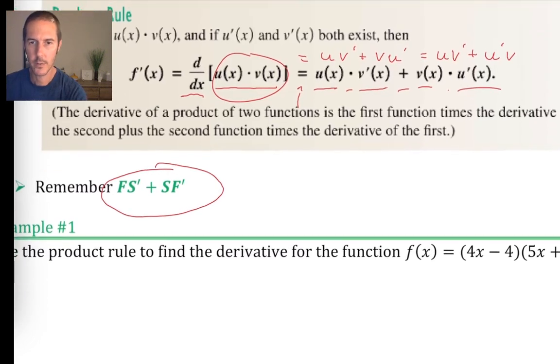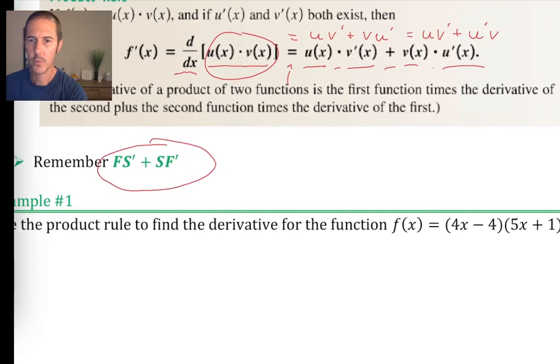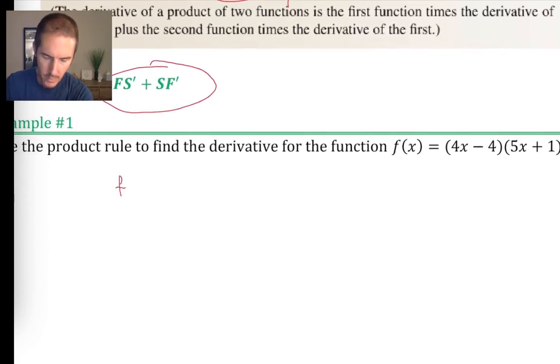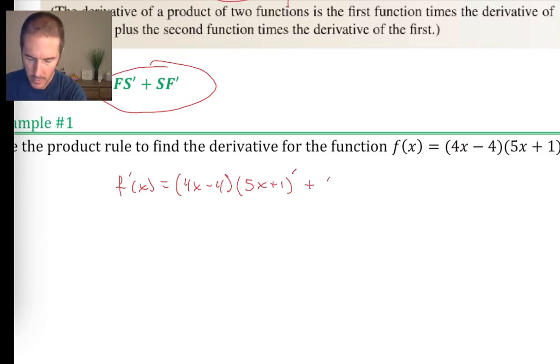And then let's have a look at this example problem. We want to use the product rule to find the derivative of the function. So I'm going to write this as f prime of x equals, I'm going to keep the first factor of 4x minus 4. And then we'll multiply that by the derivative of the second factor, (5x plus 1) prime, plus, and then I'm going to take the derivative of the first factor, (4x minus 4) prime, and multiply it by 5x plus 1 without the prime.